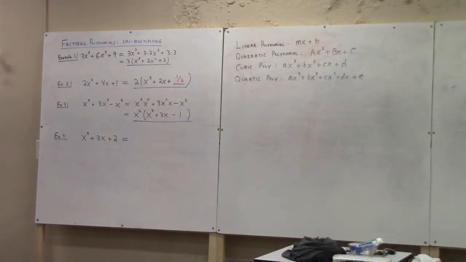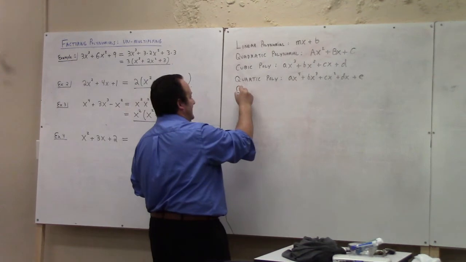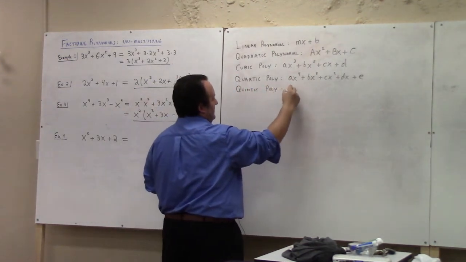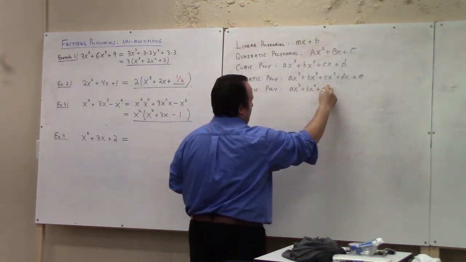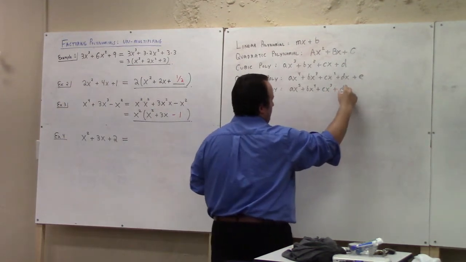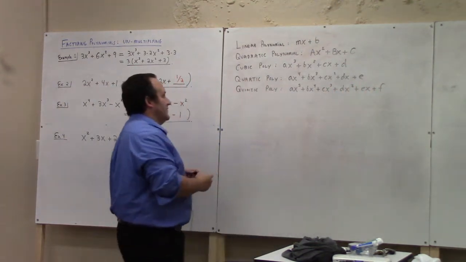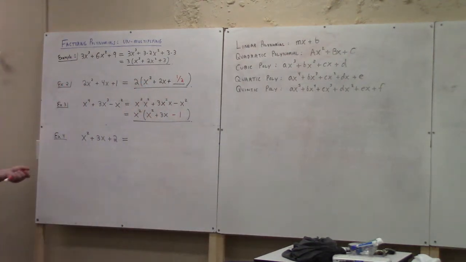What's past quartic? I'll do one more, I'll stop here. The next one up is called quintic. A quintic polynomial: ax to the fifth plus bx to the fourth plus cx cubed plus dx squared plus ex plus f. There you go. So those are all the special names you could, I think, ever need for just generic polynomials.